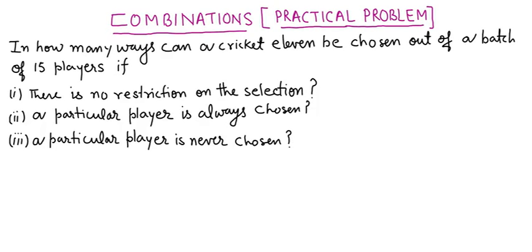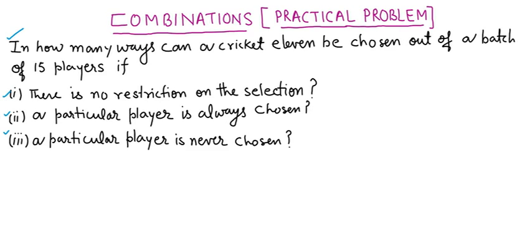Hello students, in this video we will see practical problems related to combinations. Problem is, in how many ways can a cricket 11 be chosen out of a batch of 15 players? There are three parts of this problem. First, if there is no restriction on the selection.